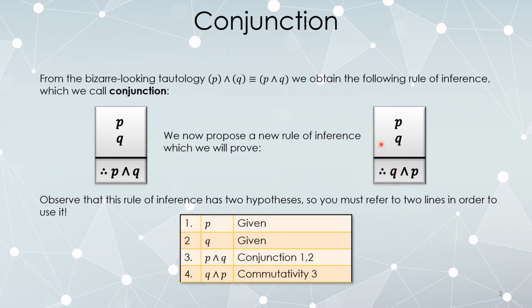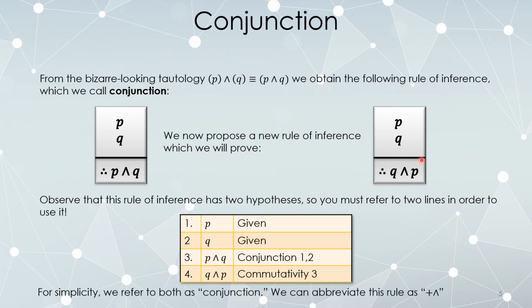Just like before, notice we have two givens, so we state them. If I apply the rule that we already have, I can extract P and Q, but by the rule of commutativity, P and Q is the same as Q and P. So from these two givens, we were able to work our way towards this statement. So this rule of inference has been shown.